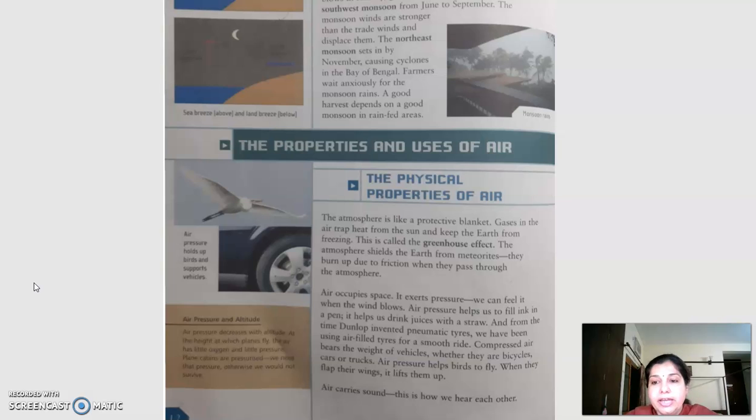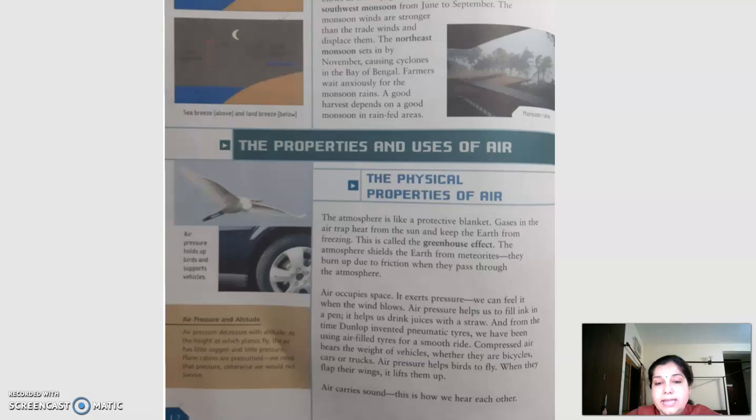Now as you know, the atmosphere is like a blanket all around the earth. The gases that are present in the atmosphere trap the heat of the sun and keep the earth from freezing, because otherwise, if the heat would escape in the absence of the gases in the atmosphere, the temperature of the earth would not be suitable for us to survive. So the atmosphere protects us by keeping the earth warm. It also protects us from the meteors or the meteorites that come near the earth while on their journey.